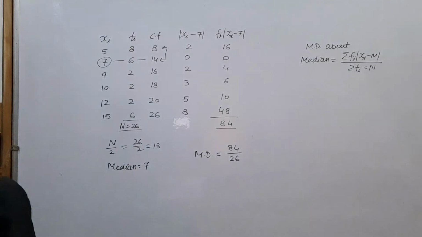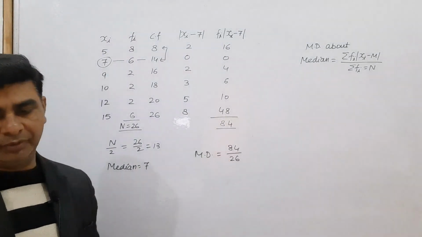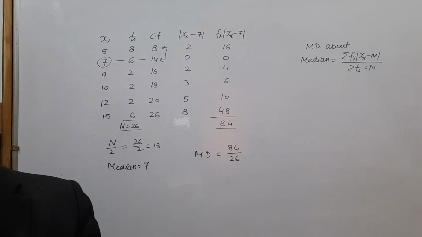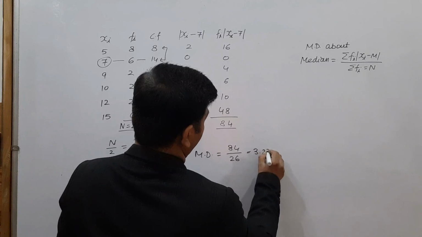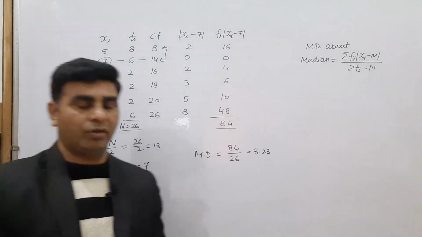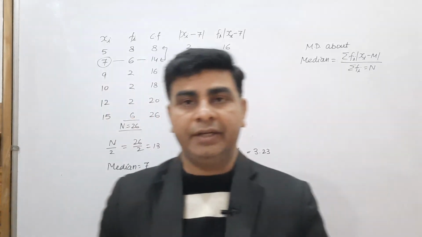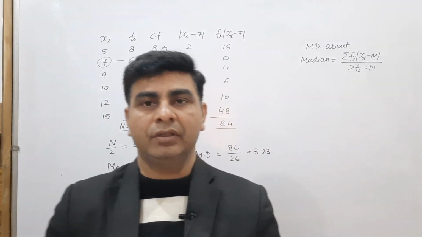You just have to divide 84 by 26. Students, in all the cases you can follow the same process: first you need to find the median, and then find your mean deviation. If you divide, this is 3.23, and the answer will be 3.23. So this is all about the concept in which we find mean deviation about the median and mean.